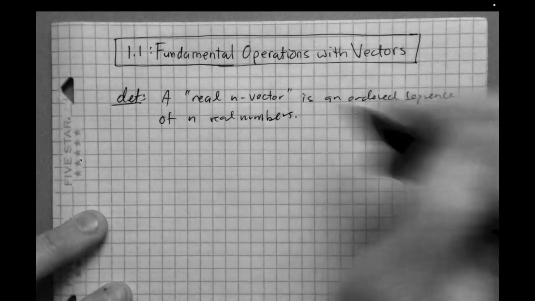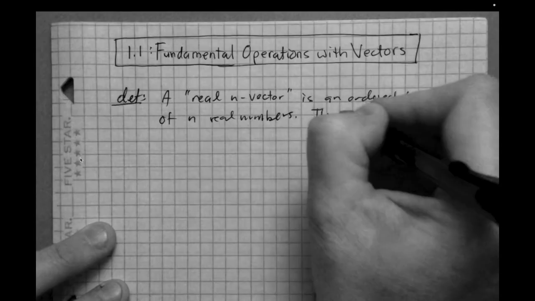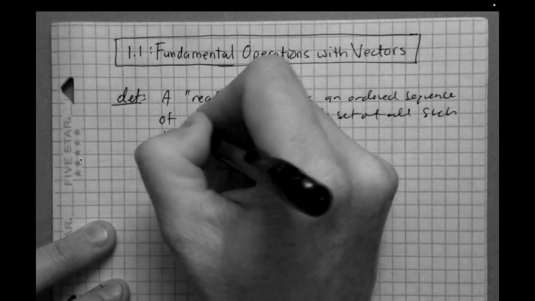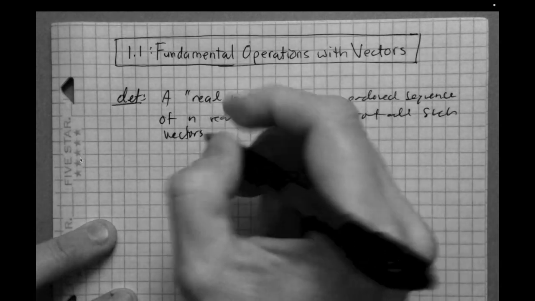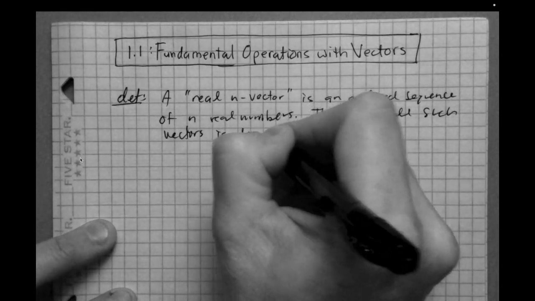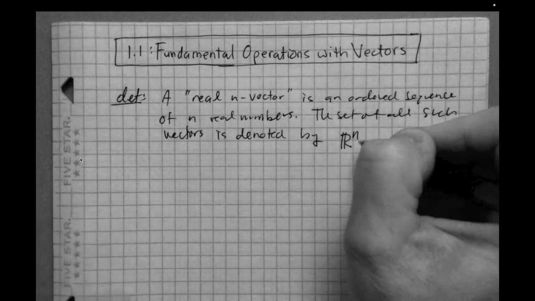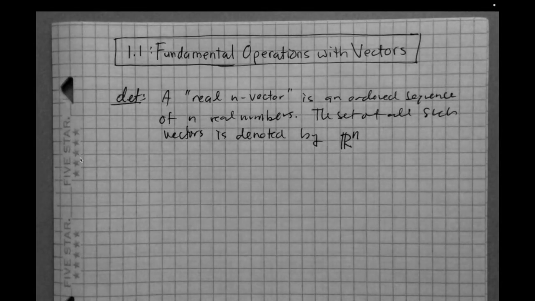The set of all such vectors is denoted by this symbol, R to the n power. This is typically just referred to as Rn, right? But this is the set of all real n vectors of dimension n.